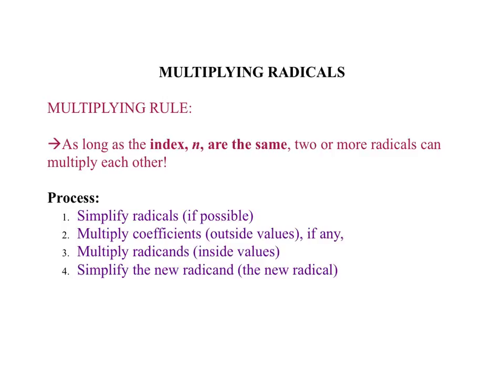Step 1, simplify radicals if possible. Step 2, multiply coefficients, which are your outside values. Multiply your radicands, which are your inside values. And then most often we definitely have to do another simplifying after the multiplication has happened. So we have the simplify step again at the end of the entire process.